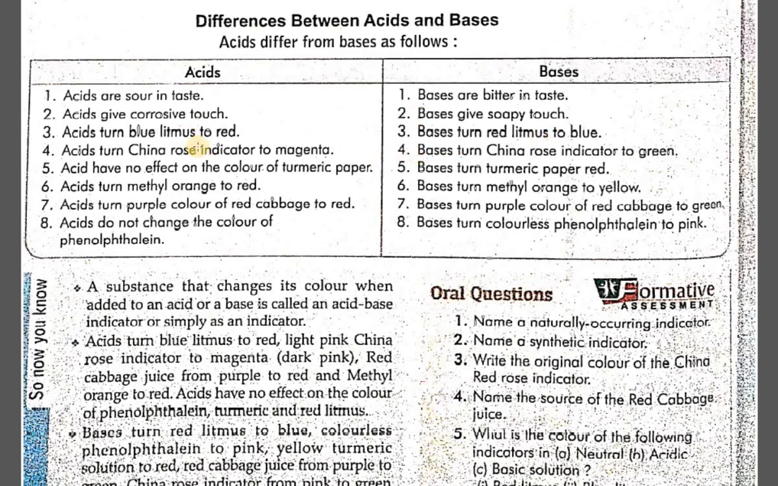Acid turns China rose indicator to magenta, whereas bases turn China rose indicator to green. Acids have no effect on the color of turmeric paper, it remains the same, whereas bases turn turmeric paper red. Acids turn methyl orange to red, and bases turn methyl orange to yellow. Acids turn the purple color of red cabbage to red, or you can say magenta, whereas bases turn it green. Acids do not change the color of phenolphthalein, whereas bases turn the phenolphthalein from colorless to pink.